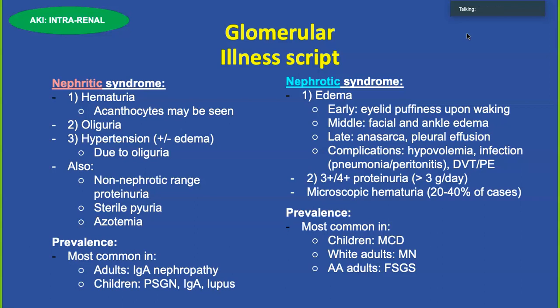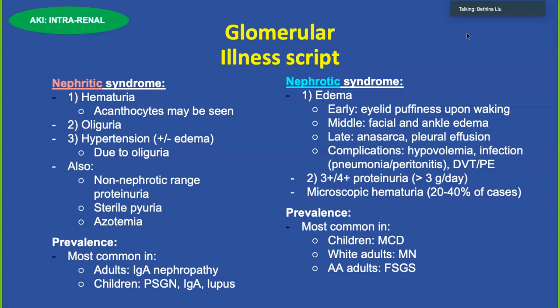So for intrarenal AKI, we'll discuss glomerular causes, which can be categorized into nephritic syndrome and nephrotic syndrome. So for nephritic syndrome, the presenting symptom may be hematuria, and you may see acanthocytes in the urine. These patients may also present with oliguria and hypertension with or without edema. You may also see non-nephrotic range proteinuria, so some protein, but not as much as you would see in nephrotic syndrome. You can also see sterile pyuria as well as azotemia.